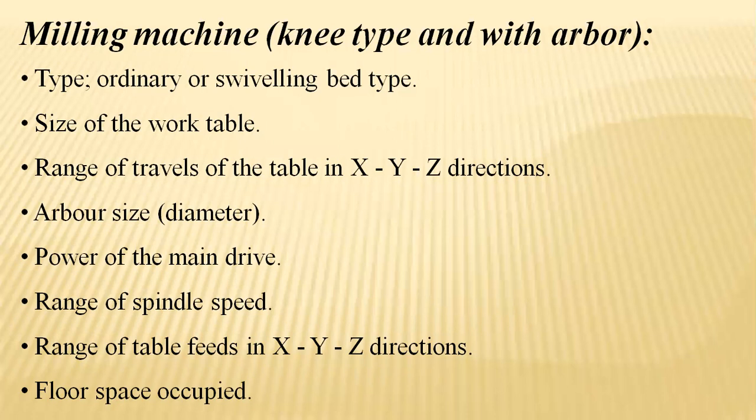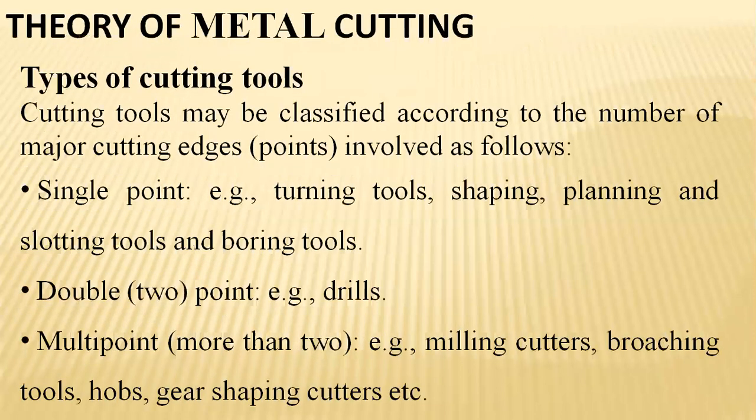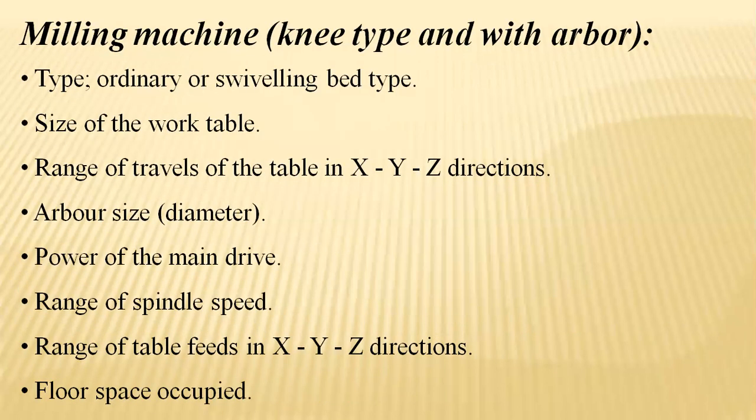The arbor size, that is nothing but the diametral factor. Power of the main drive, at what range it can be operated. Spindle speed, RPM. Range of the table feeds in universal coordinate system or global coordinate system. And the volume occupied by the machinery. Those are some of the specifications that need to be observed.